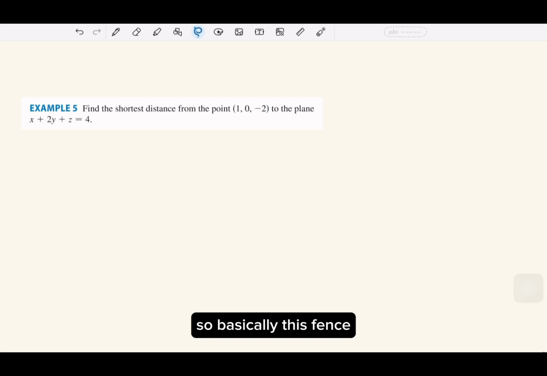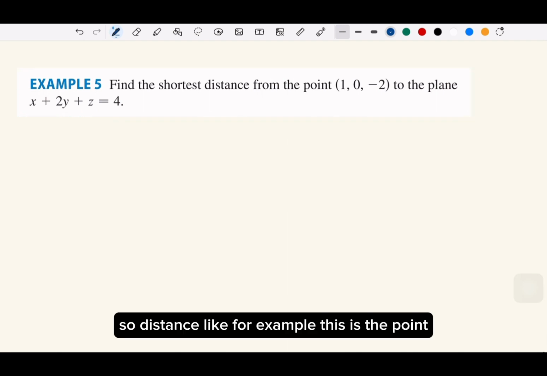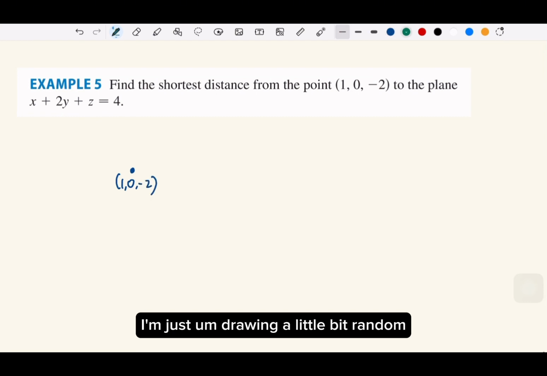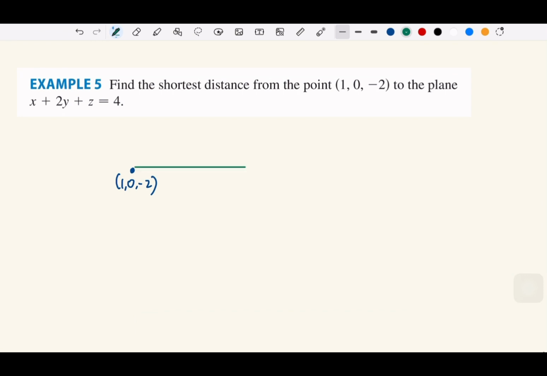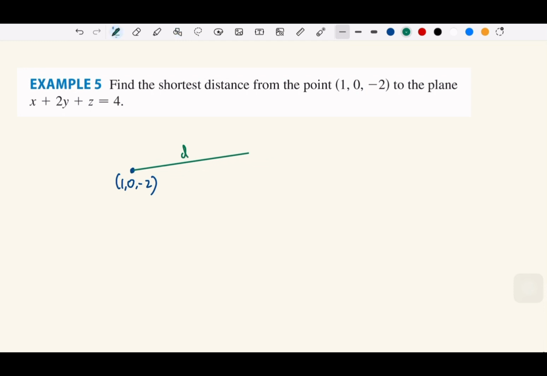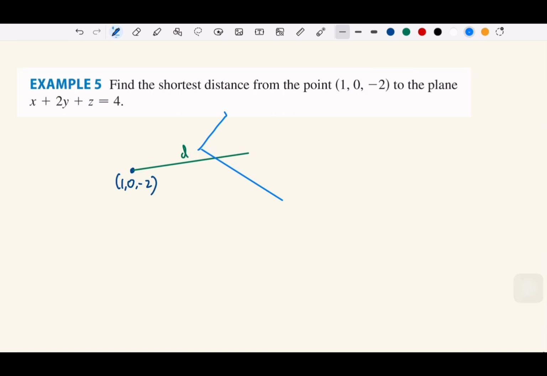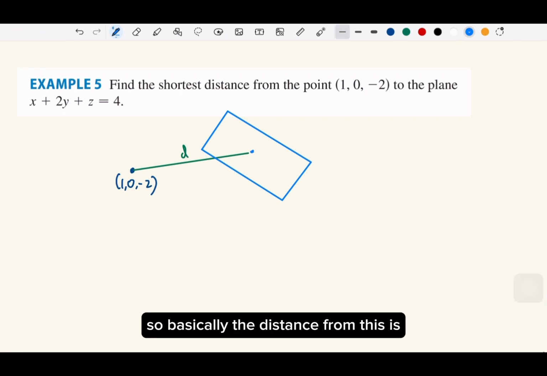So basically, distance. Let me make it bigger. So for example, this is the point. I'm just drawing a little bit random. So this is going to be the distance, or maybe to make it more realistic, this is the distance. And then we have the plane maybe here. And maybe that's the plane.